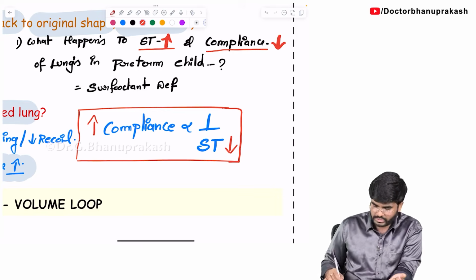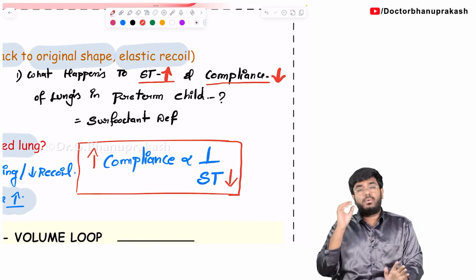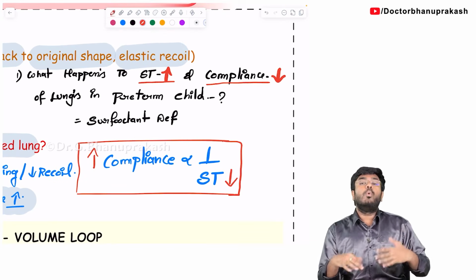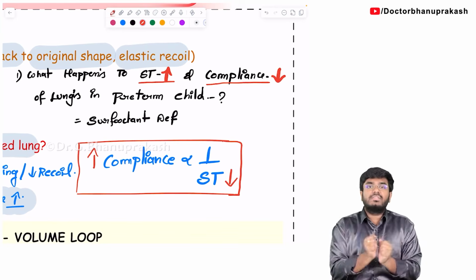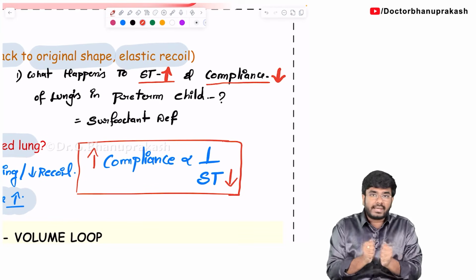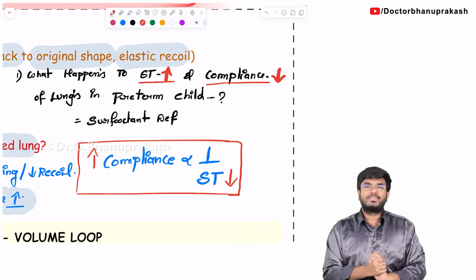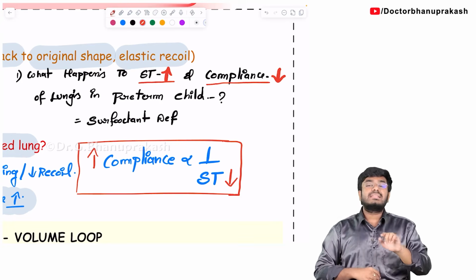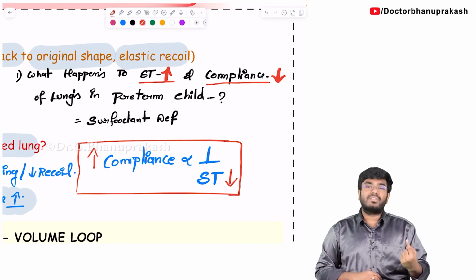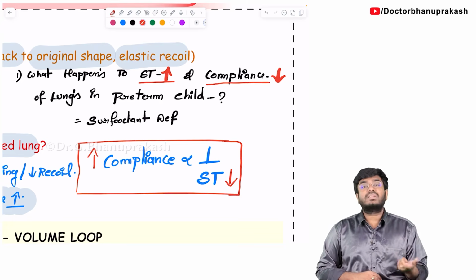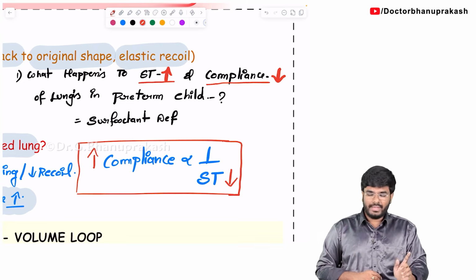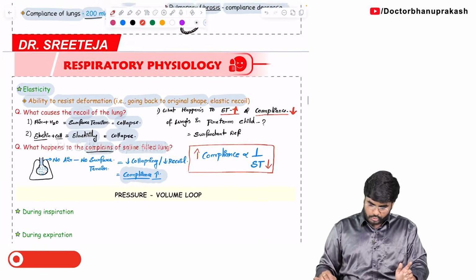So now you understand how the questions will come. Always in preterm lungs, they have more surface tension, so the lungs will try to collapse. So the compliance of the lungs will be less. So preterm lungs are always less compliant because there is more surface tension. Why more surface tension? Because surfactant is not there. So this is how questions are going to show up in your exam.